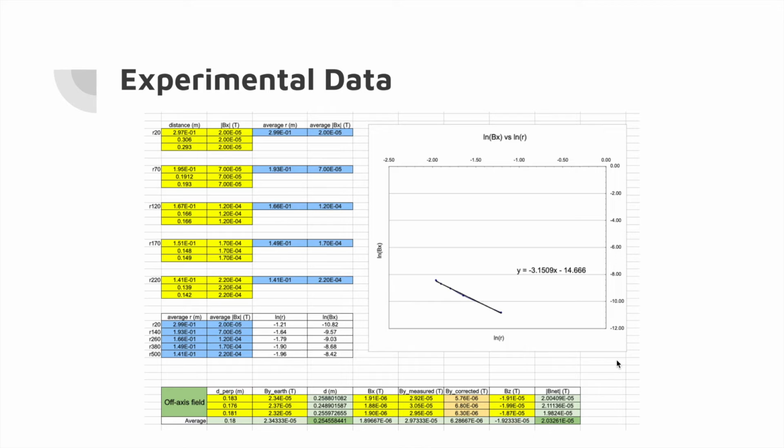Here is my spreadsheet of the experimental data where I have my raw data and my graph of ln Bx versus ln R. At the bottom, I have my net magnetic field 45 degrees off axis from the dipole. We will use this data to perform some calculations.